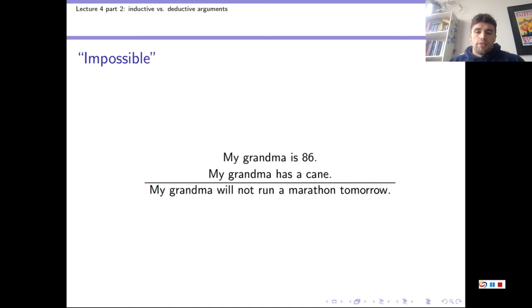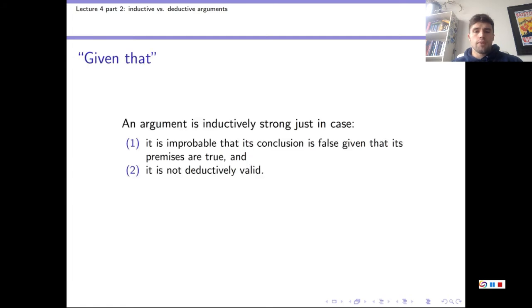Now, definition 2 from before stated that an argument is inductively strong just in case it meets two conditions. One, it's improbable that its conclusion is false given that its premises are true, and two, it's not deductively valid. The second crucial thing I want to talk about is the term given that in condition 1 here. The point is that the phrase given that cannot be replaced by and here, although it might look like those terms can be interchanged. So what's the difference?